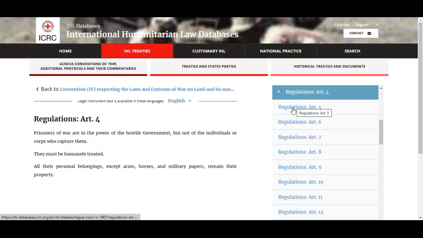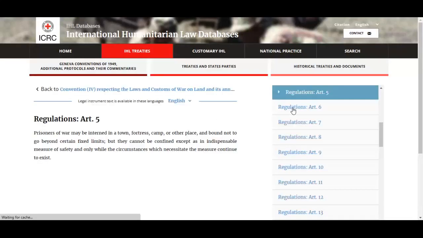So let's just think about what the Australian government is trying to do. Are we prisoners of war, or are we slaves? You'll own nothing, remember. A prisoner of war owns everything except arms, horses, and military papers.